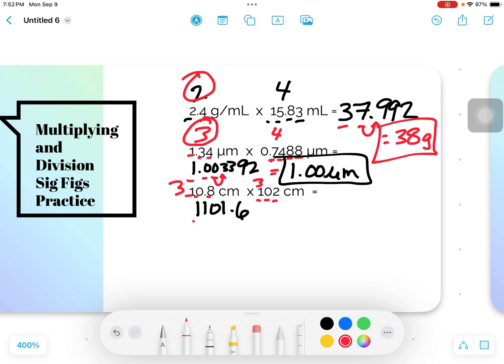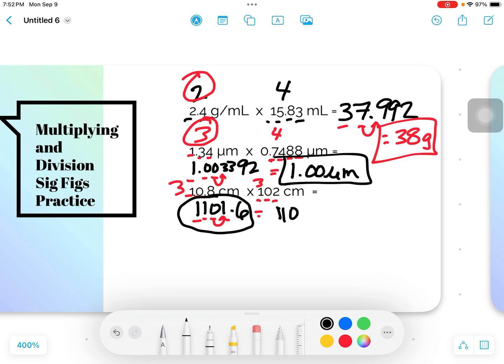So we go here, 1, 2, 3. Look behind, it's a 1. So we're going to stay the same. Now, our answer would be 110, but our number here is 1,101. Those two numbers are not even close to each other.